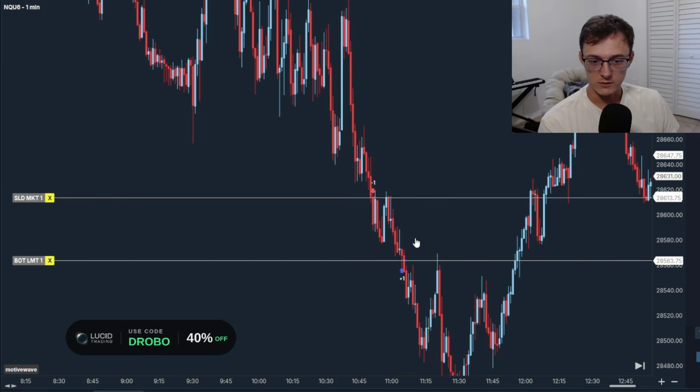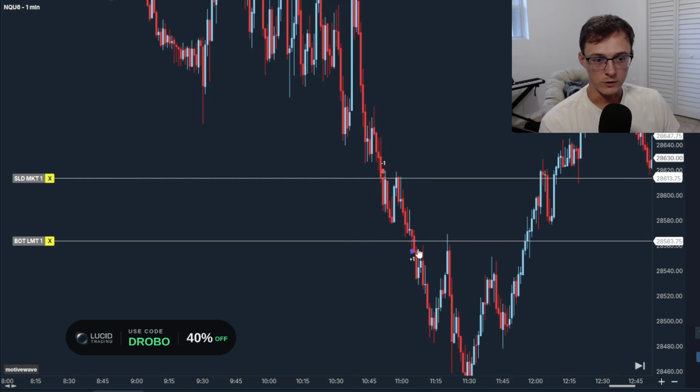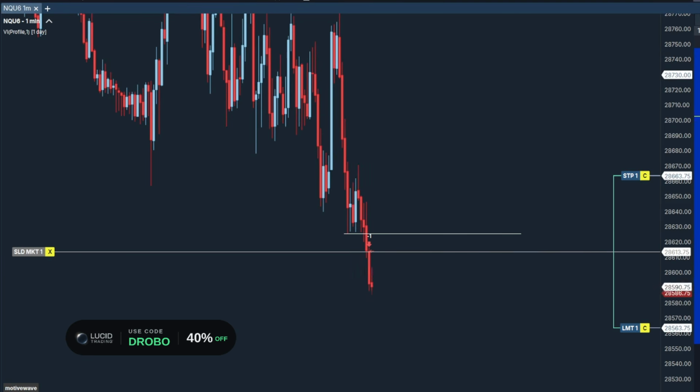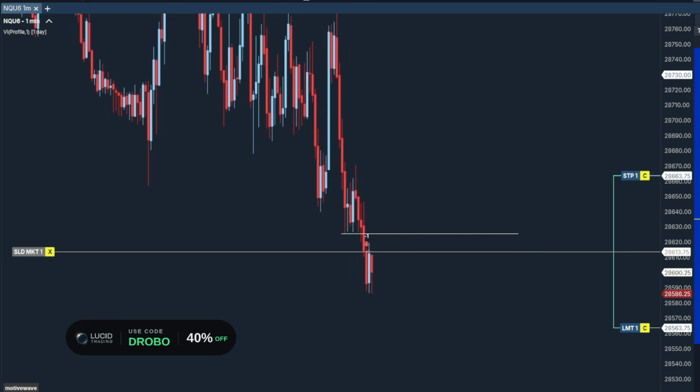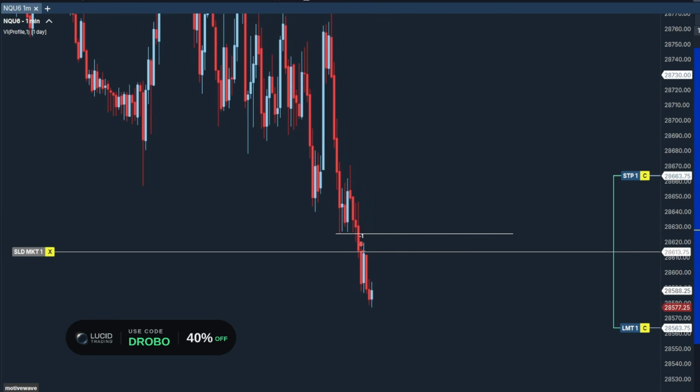And again, as you can see, this trade worked out for me as well. So that was another winner that we took right there. Okay, and here's a live recording of that actual trade taking place in real time. So you can see my actual entry, my exact stop loss, and take profit.